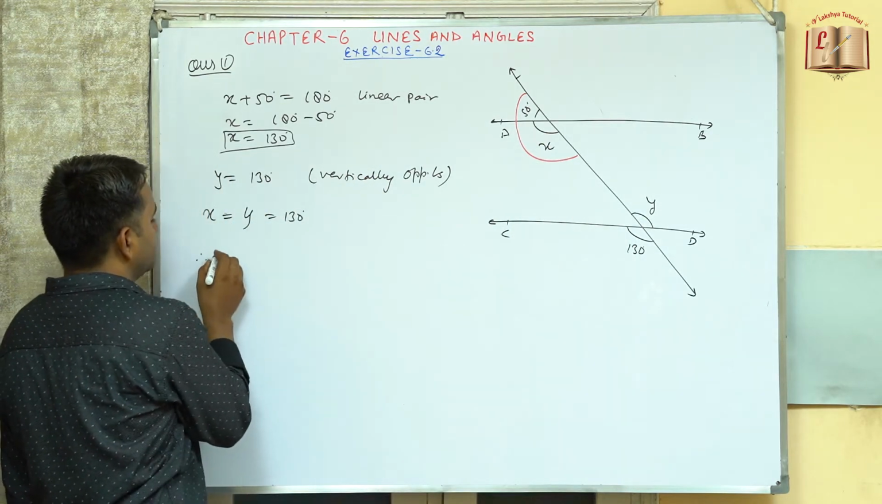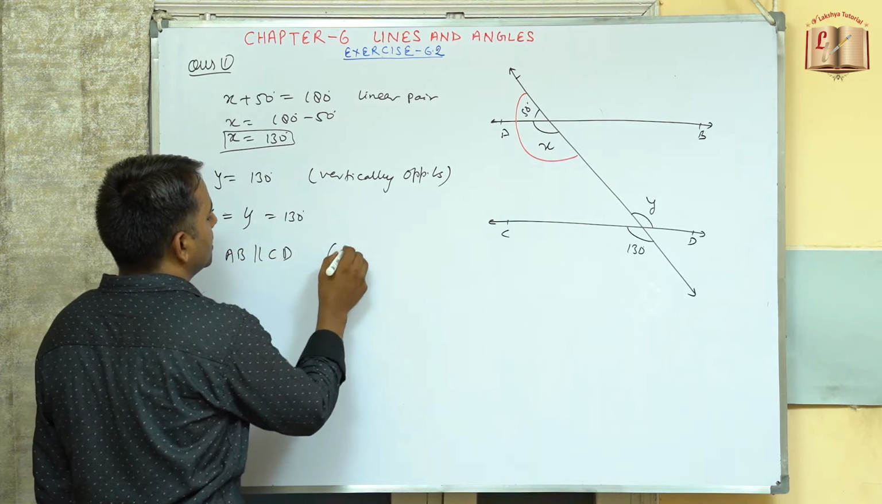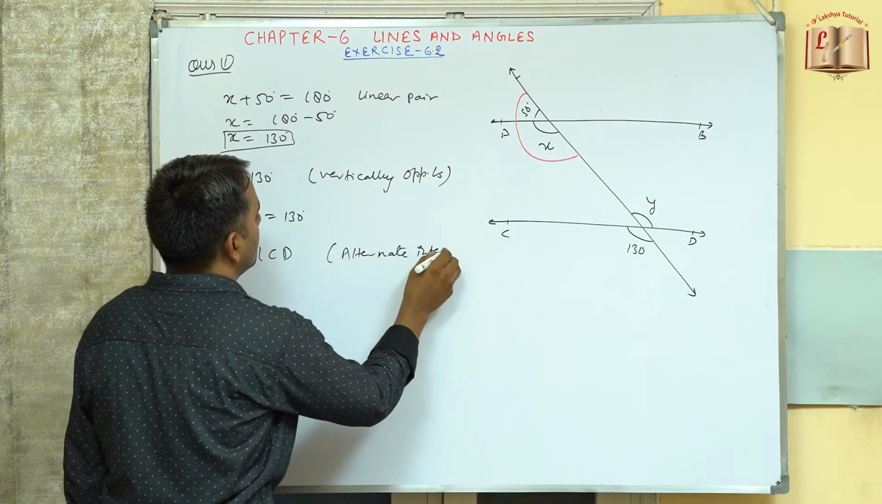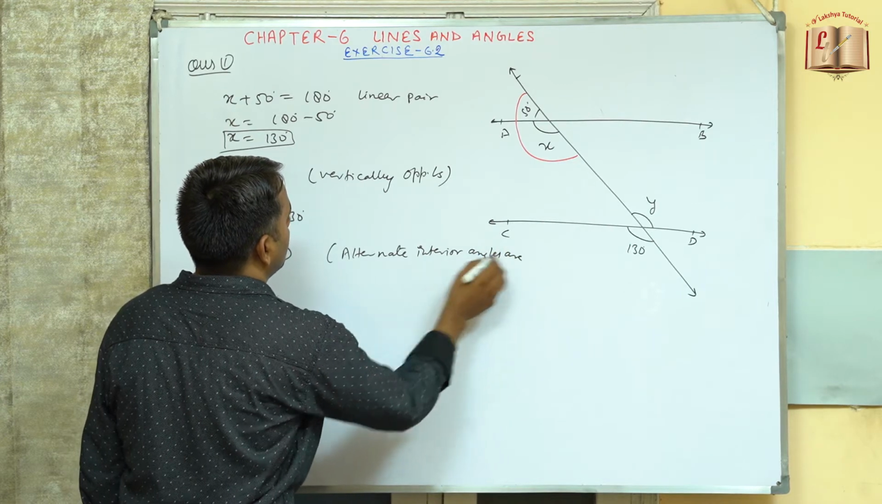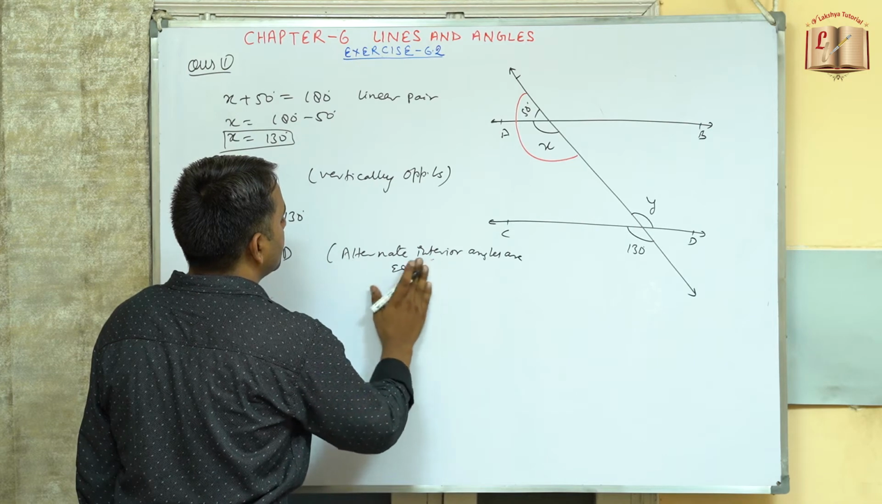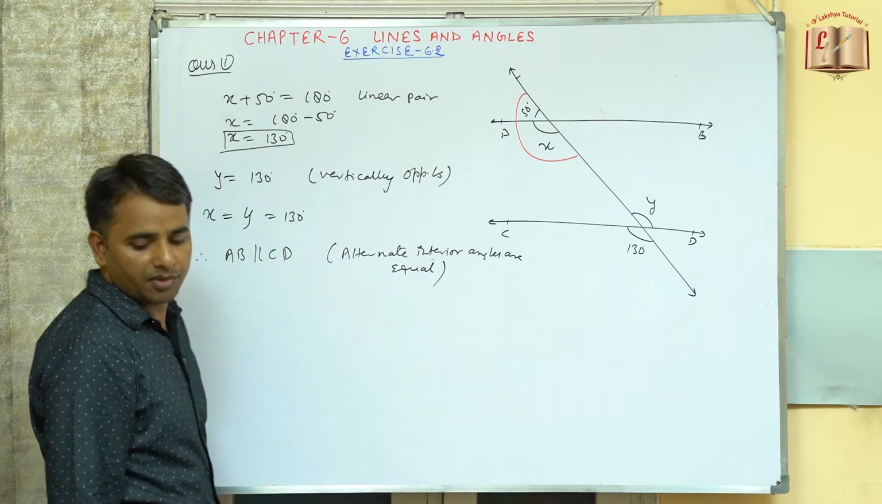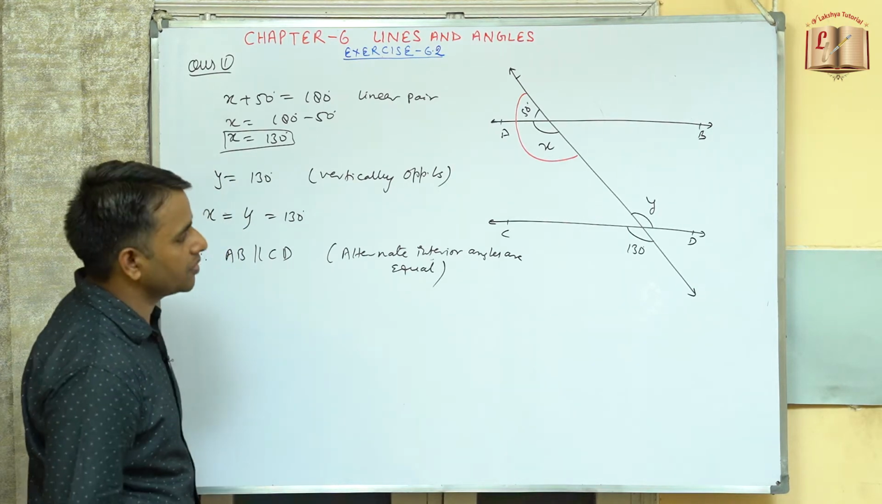So therefore line AB is parallel to CD because alternate interior angles are equal. X and y, they are the alternate interior angles. So once the alternate interior angles are equal, then lines will be parallel. Therefore AB is parallel to CD. This is proved.